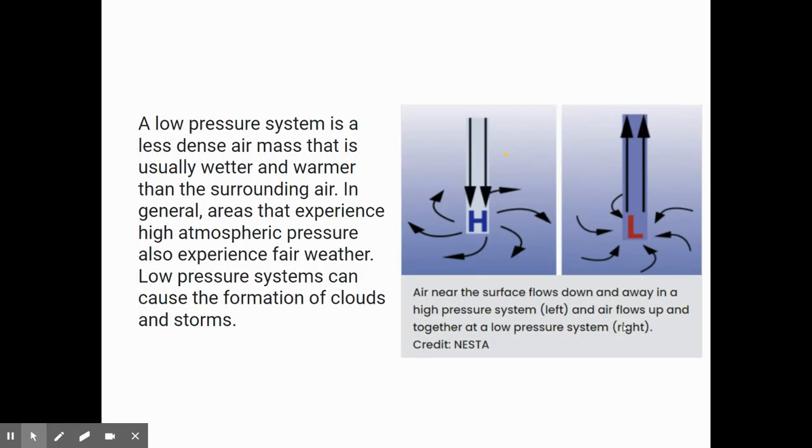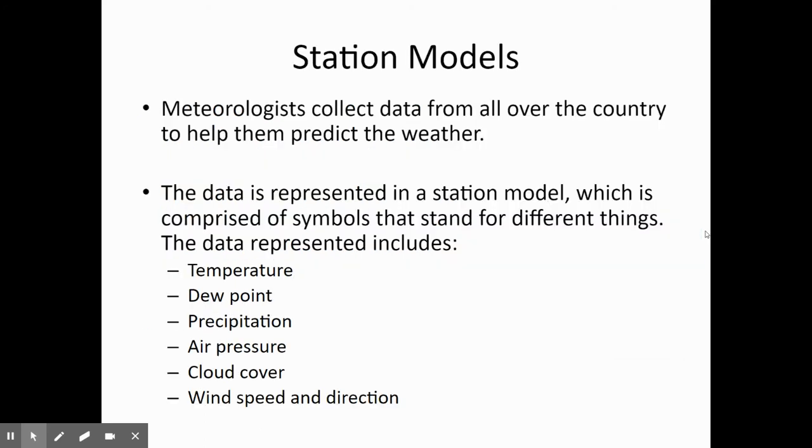A low pressure system is a less dense air mass that is usually wetter and warmer than the surrounding air. In general, areas that experience high atmospheric pressure also experience fair weather. So higher pressure in the center, the air is moving out, moving in a clockwise direction. Low pressure systems can cause formations of clouds and storms, and the pressure is low in the center, so the air is forced inward and it's going counterclockwise.